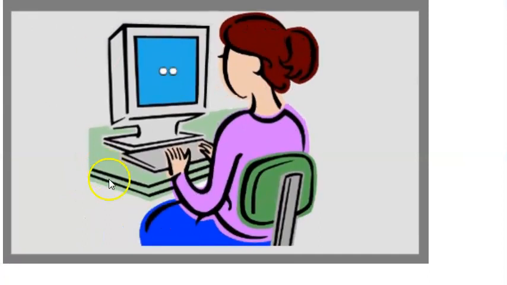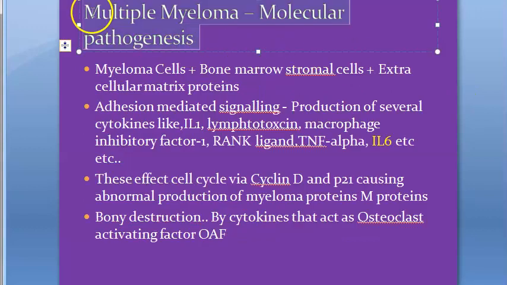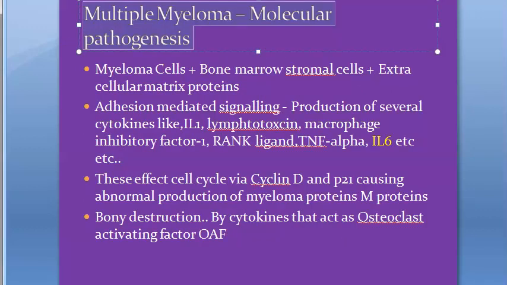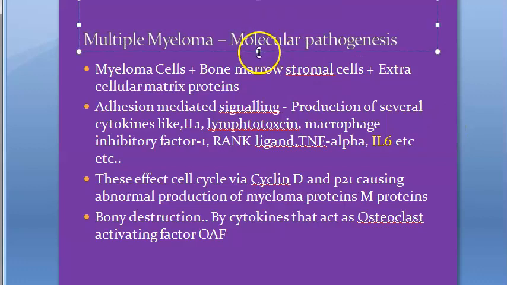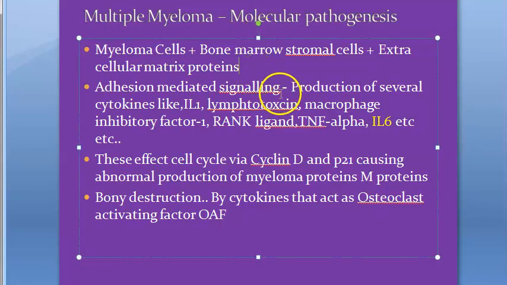For multiple myeloma, what are we looking at today? What all have we seen so far? We saw why it is called multiple myeloma. Now we are looking at why it happens. Now we will move on to molecular pathogenesis. Molecular pathogenesis means how exactly this happens. Now we know why it happens, why all these people got this. Now what exactly is happening?